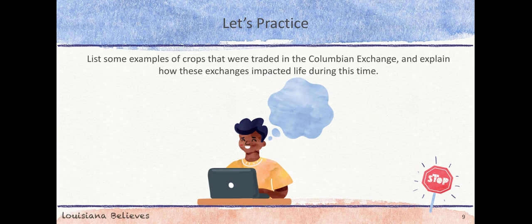Now you are ready to think about the impact of the Columbian Exchange on the world. On your handout, list some examples of crops that were traded in the Columbian Exchange and explain how they impacted the lives of early Americans and Europeans. Pause this video to record your answers on your handout at the stop sign. Then hit play when you are ready to continue.